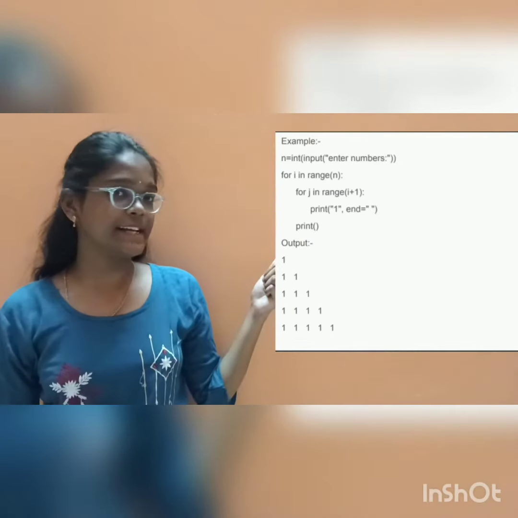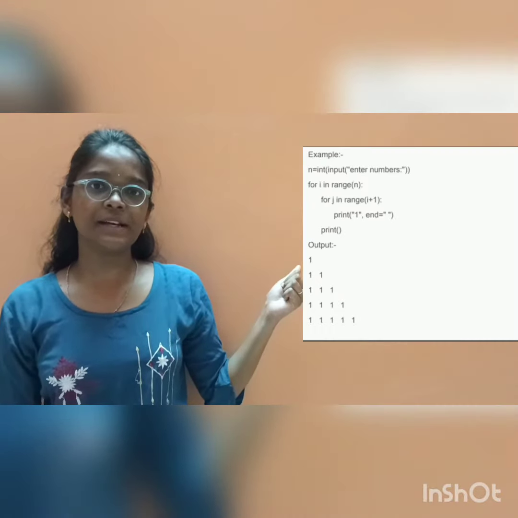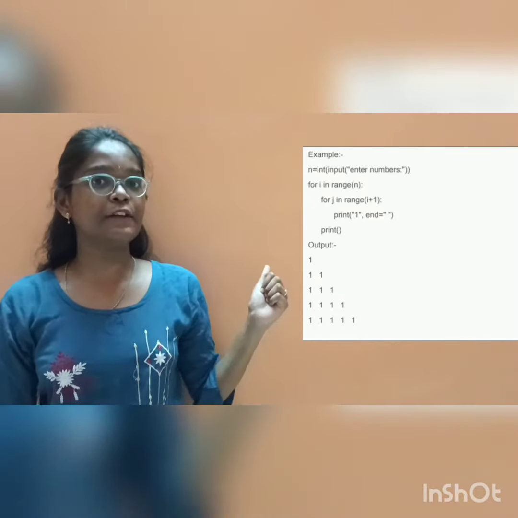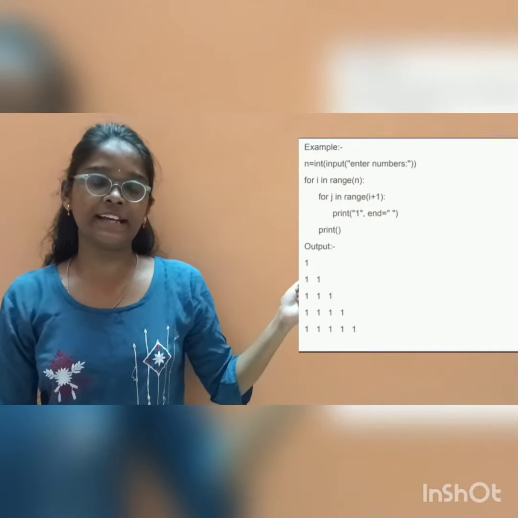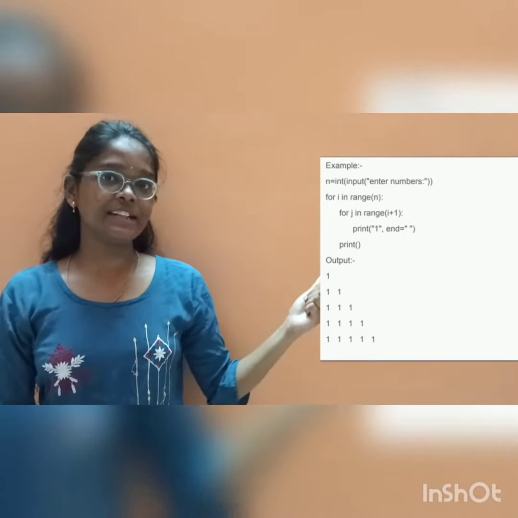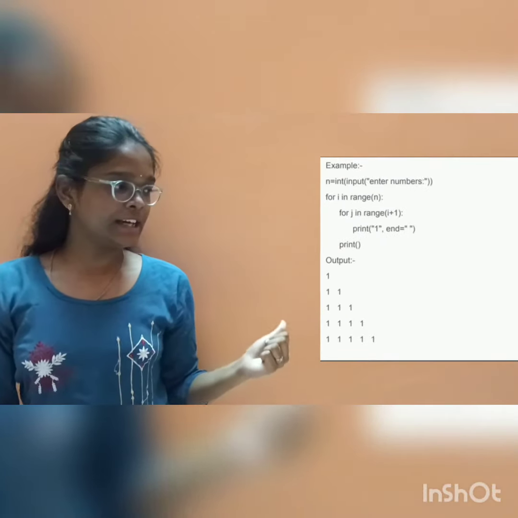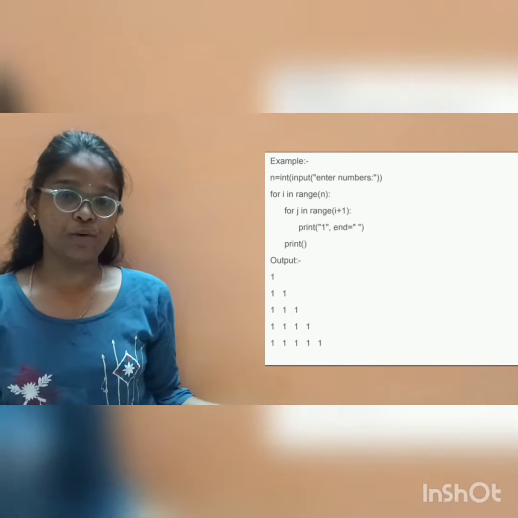Now let us take an example of printing ones in a particular pattern. Give the user input for number of rows and in the first for loop take the range as n and in the second for loop take the range as i plus 1 and print the 1 values. The output of the loop will be as follows.